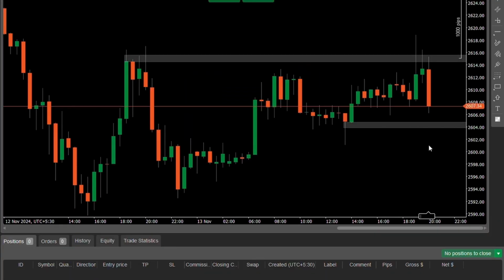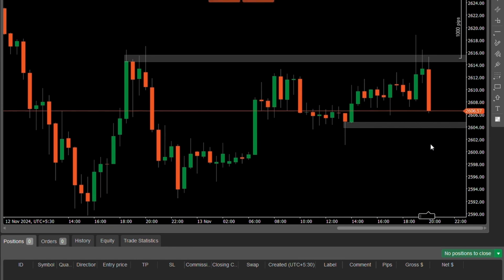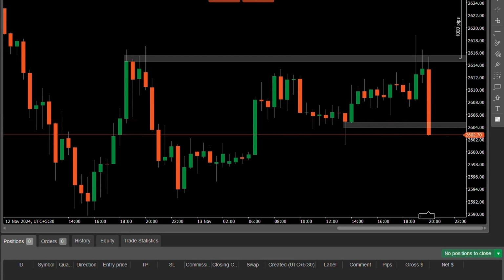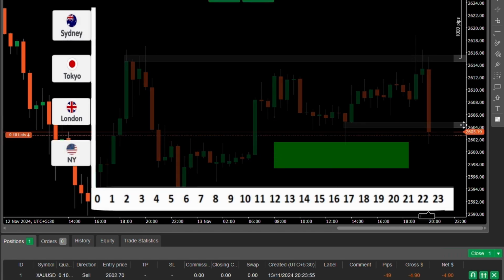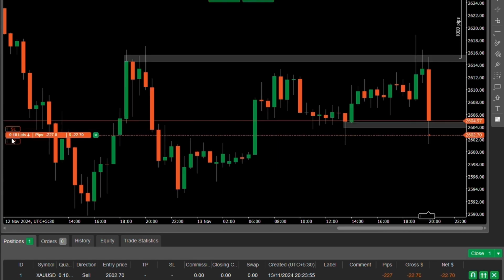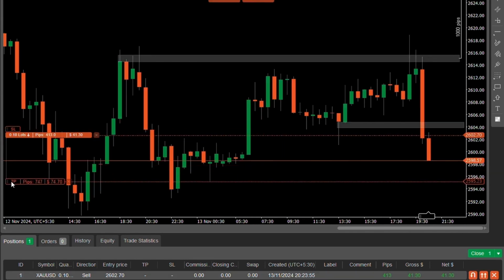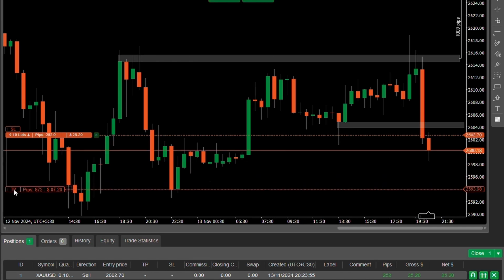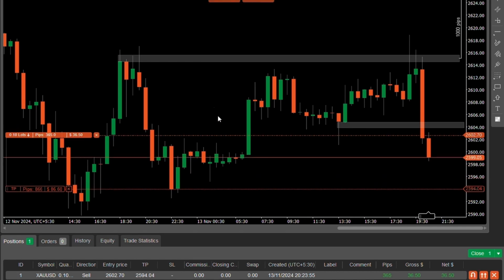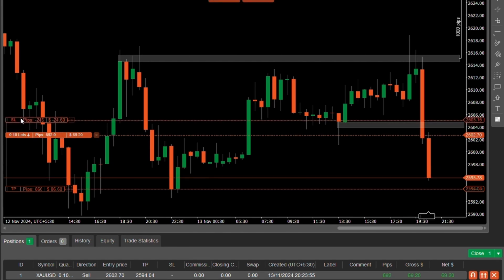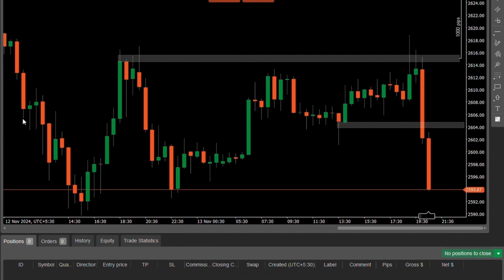We have the New York session, or North America, because this session represents New York. The New York session opens at 12 pm and closes at 9 pm as per GMT. Those are the three major market sessions in Forex: the Asian, the New York or North American, and the London or European session.